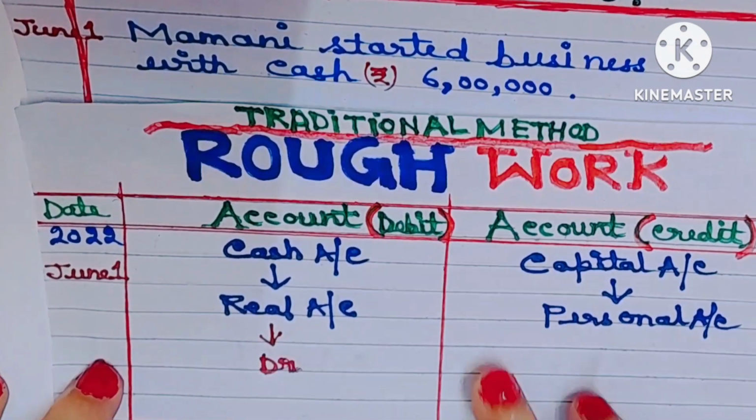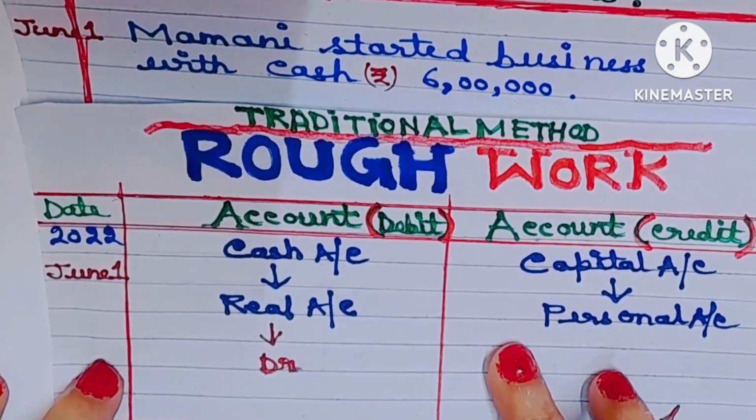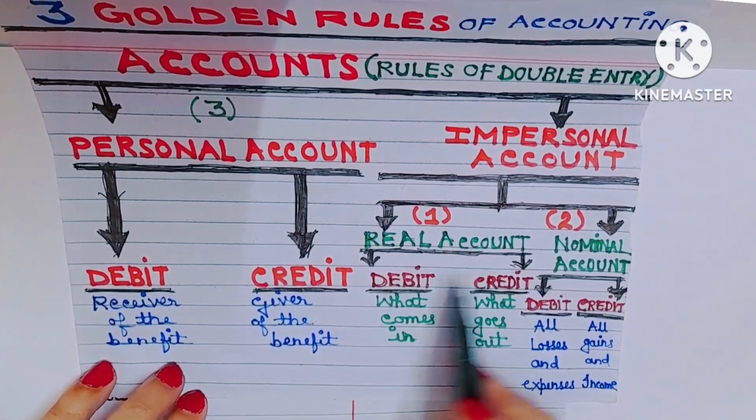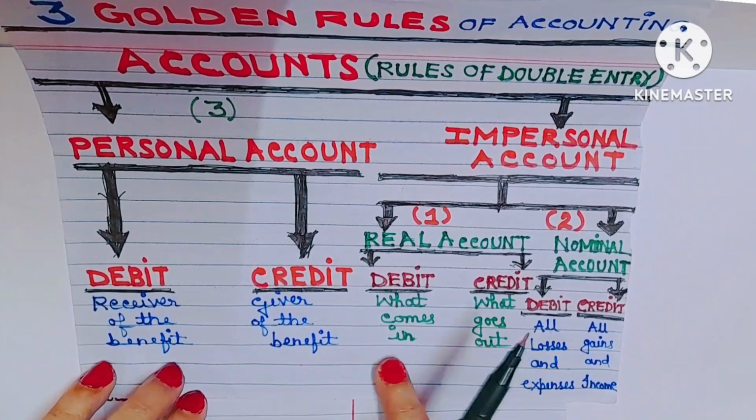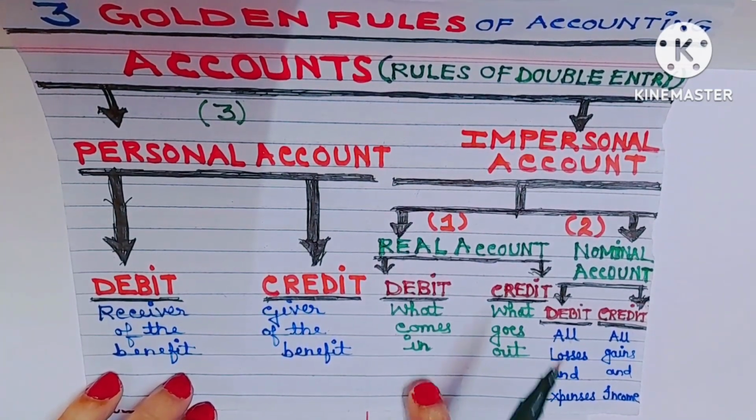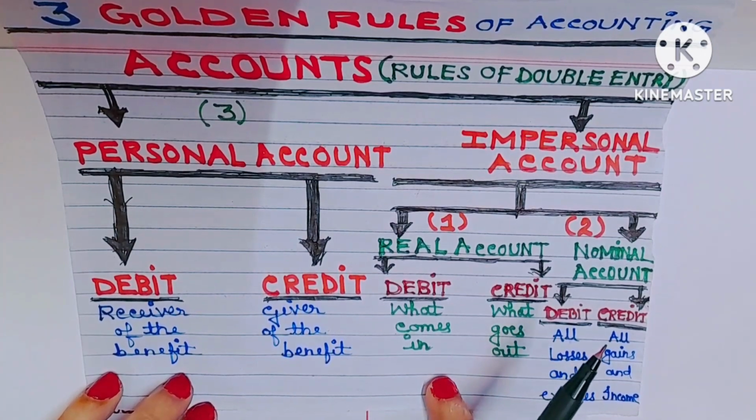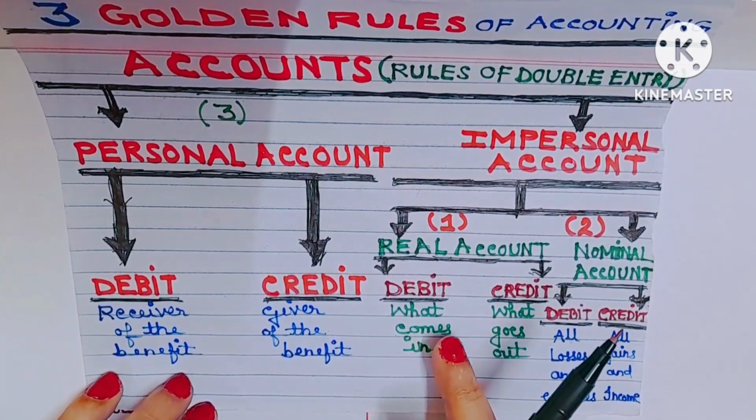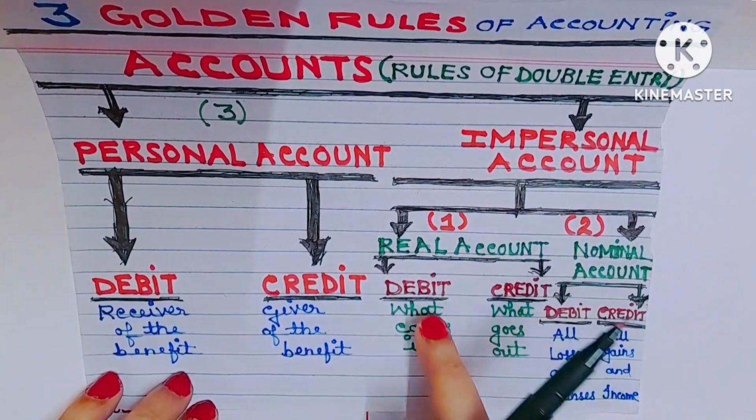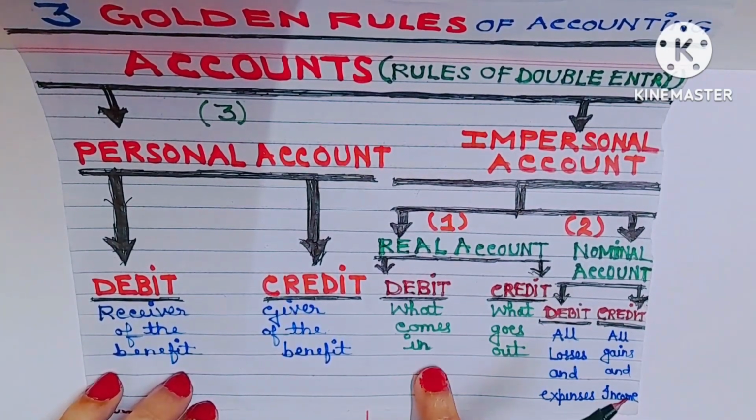DR means debit. Let me show you the chart of traditional method. See, real account, debit, what comes in. So when Mamuni started business with cash, cash comes into the business. Cash comes under real account. So according to the rule of real account, debit, what comes in. So cash account will be debited.